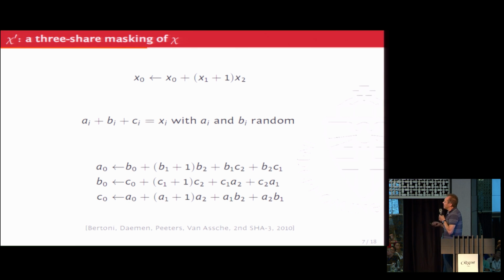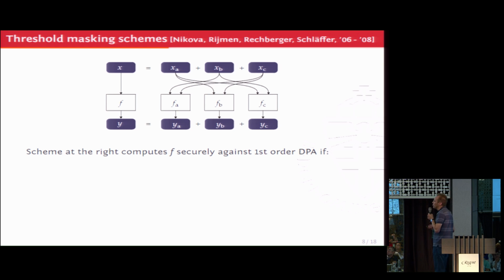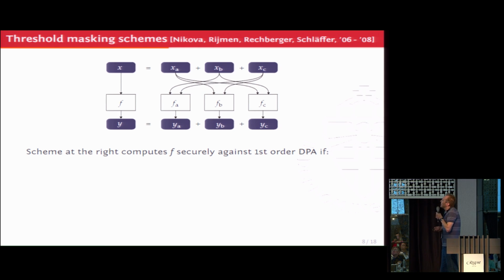This means that, for instance, the computation of A0 is completely decorrelated from XI, from the native value. So that works very nicely, and this is something we published again 10 years later at the second SHA-3 conference, in the context of SHA-3. We did not invent this, of course. This is clearly based on the threshold masking schemes that were proposed by Svetla, Vincent, Christian, and Martin.